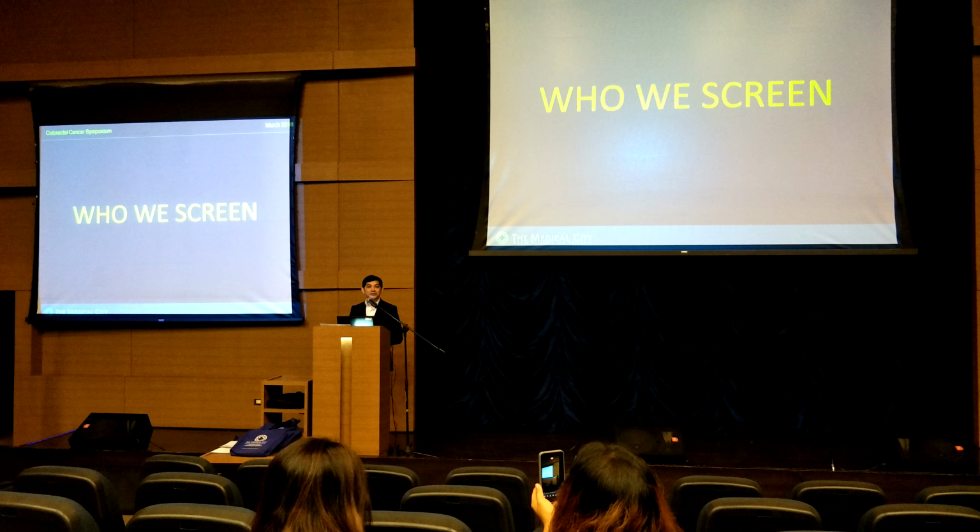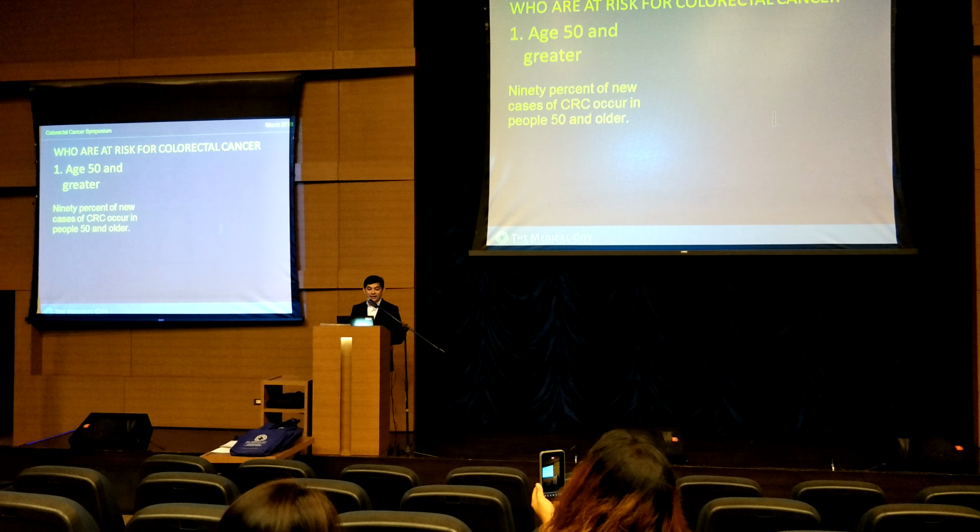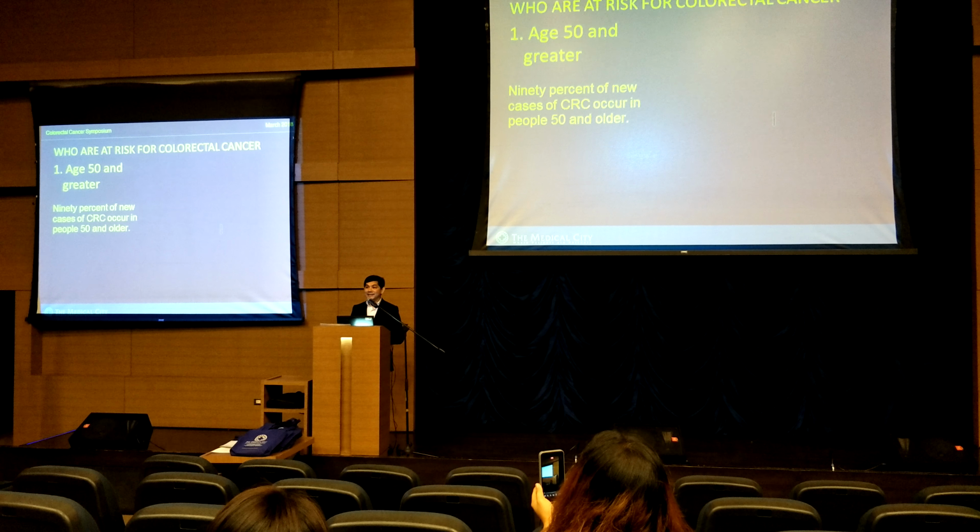Question: who do we screen for colorectal cancer? Number one is age of 50 years old or greater. The reason why this was chosen to be 50, this is not an arbitrary number. 90% of patients who were diagnosed to have colorectal cancer were aged 50 and above. But it does not mean that you won't have colon cancer before 50, because there's still that 10%, okay?